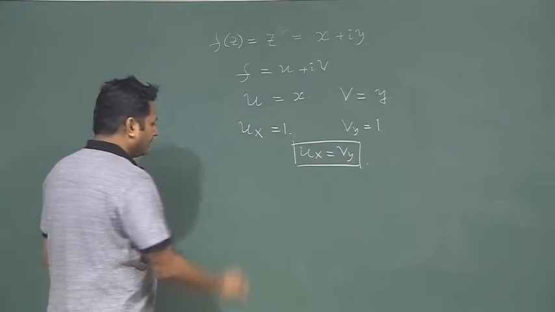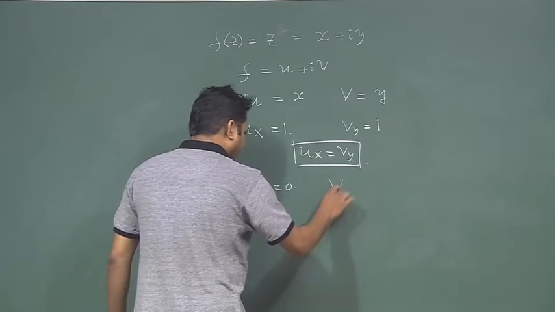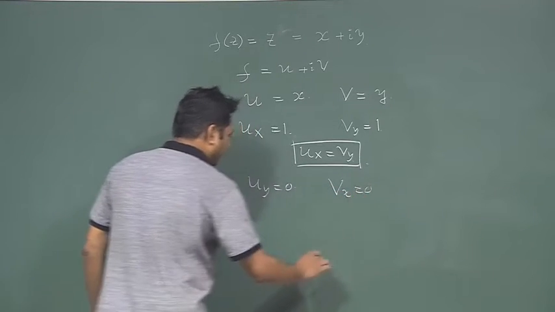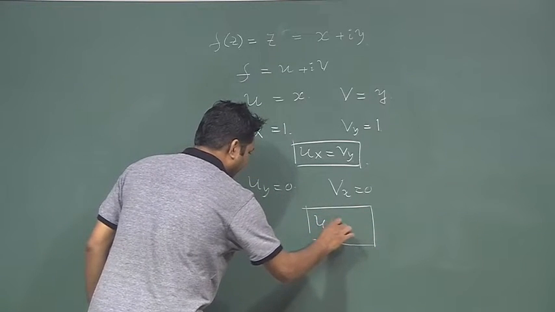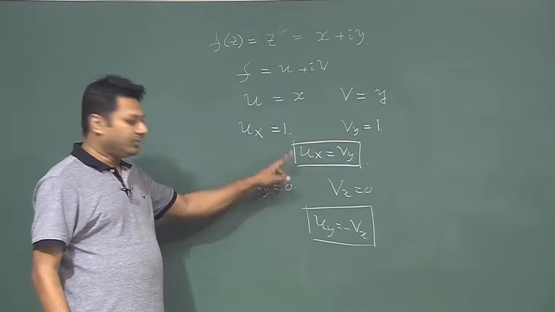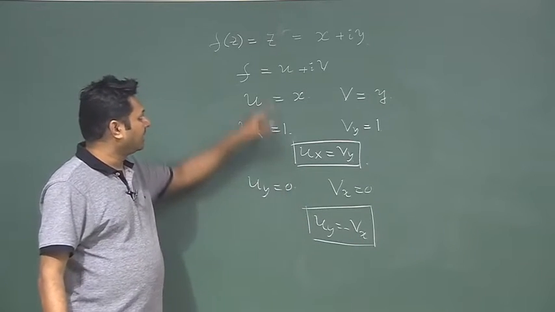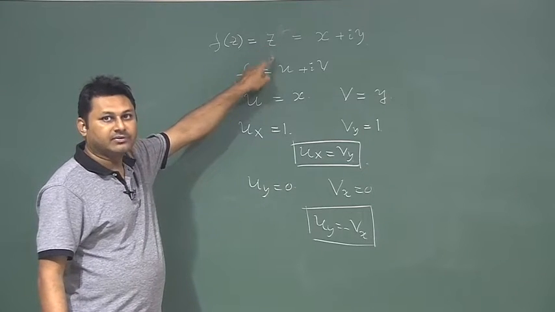What about the next one? u_y is 0 and v_x is 0. That means also in principle my second condition u_y is equal to minus of v_x is satisfied. Since both the conditions are satisfied here, I must say this function is an analytic function.